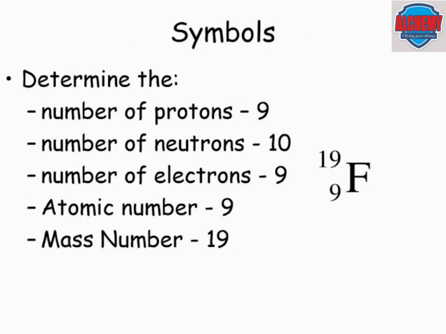The next element is fluorine. The mass number is 19 and the atomic number is 9. Since the atomic number is 9, the number of protons is equal to 9, which in turn means the number of electrons is also equal to 9. Now the number of neutrons is given by mass number minus atomic number, that is 19 minus 9, and the number of neutrons is equal to 10.